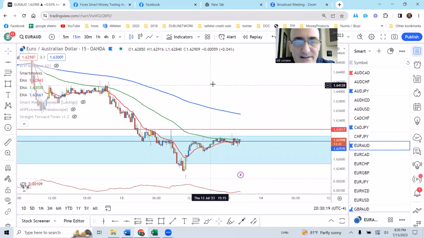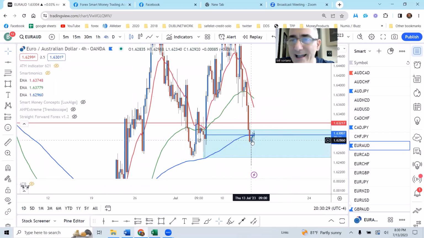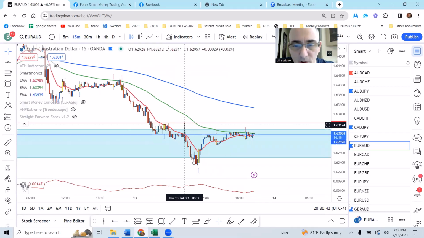EURAUD is the next one here. You see here how price came down on the 15-minute chart and closed outside of our order block. You want to go up to the 4-hour and see if the 4-hour candle closed outside of the order block. You can see that the 4-hour candle did not. The wick obviously came down there, but it respected this order block. So this is still a valid order block to trade from.